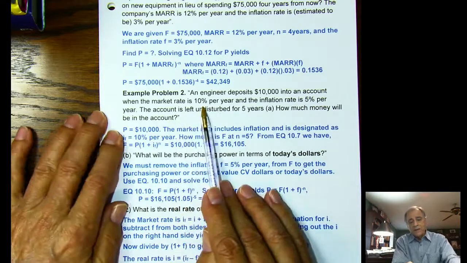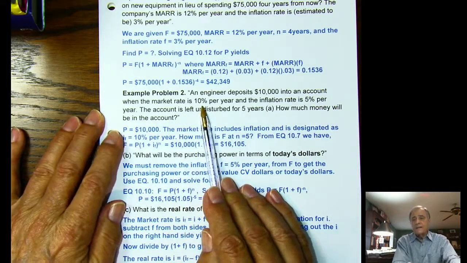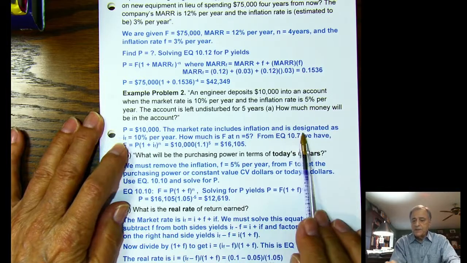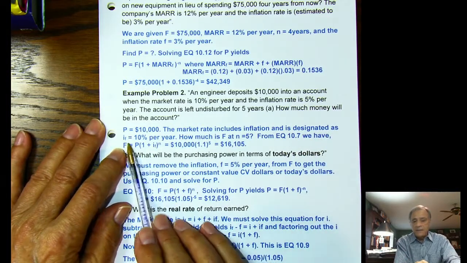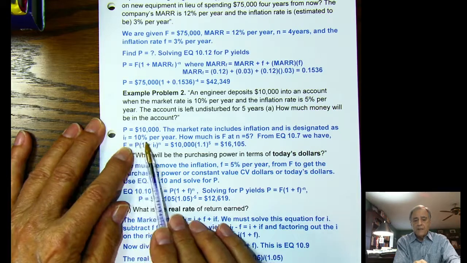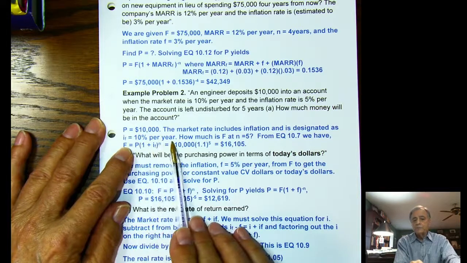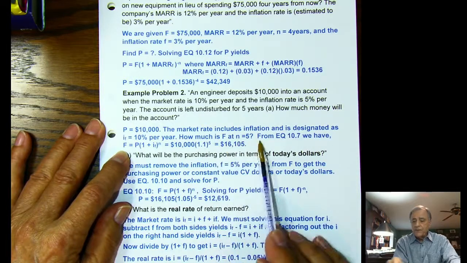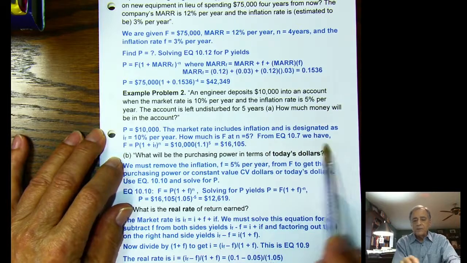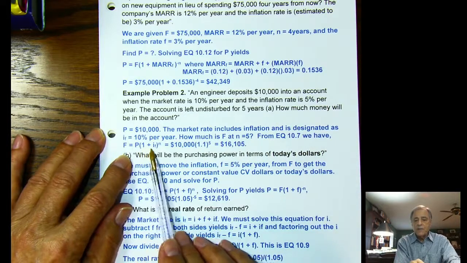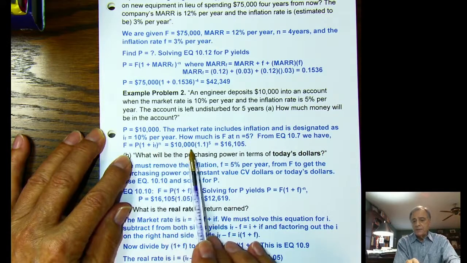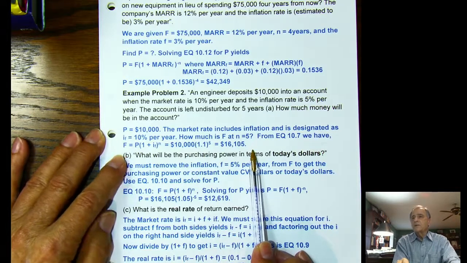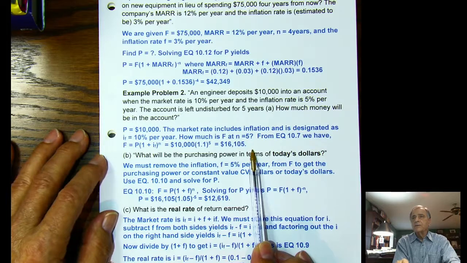Well, it's earning a market rate of 10%, and that's including inflation. So we've got P equals 10,000. The market rate includes inflation, is designated as I sub F, and that's 10% per year. How much is F at N equal 5? So equation 10.7, we have F equals P times 1 plus I sub F to the N power, 10,000 times 1.1 to the 5th power, $16,105. That's part A of the question.